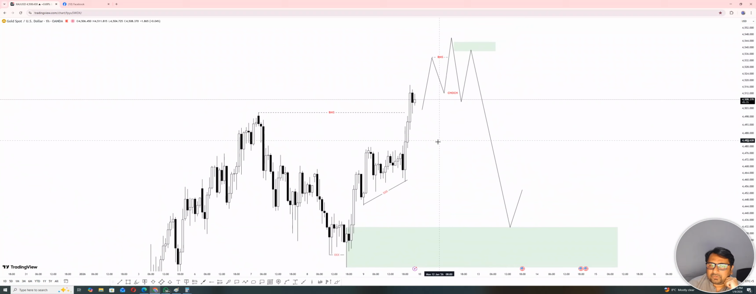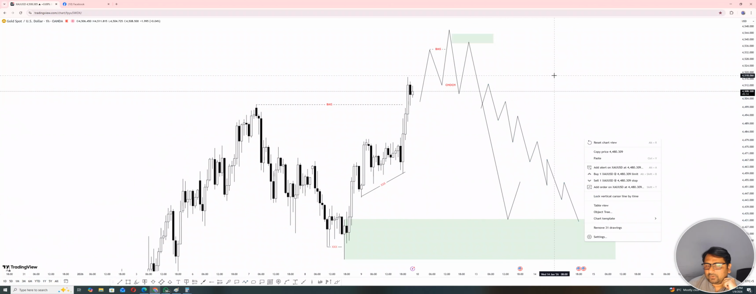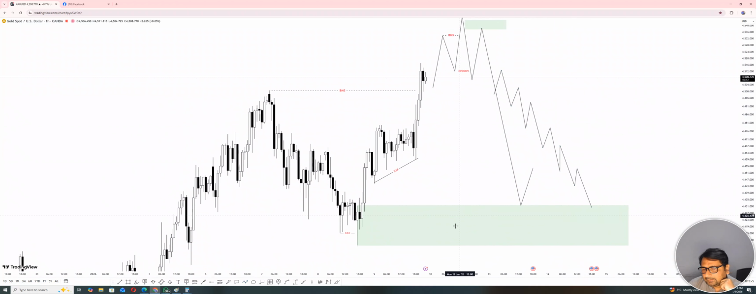You need to wait. No need to look for more bullish, just wait for a market structure shift, then you look for selling. On every break of structure you can try to sell from this area. You can trade on every structure like this, until this order block.